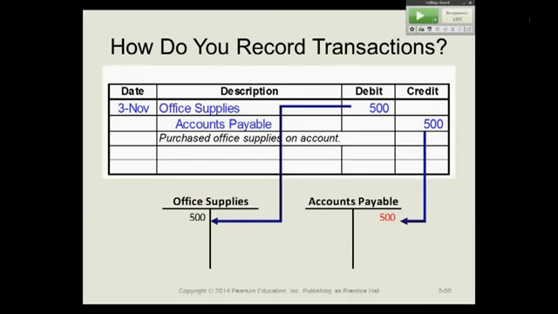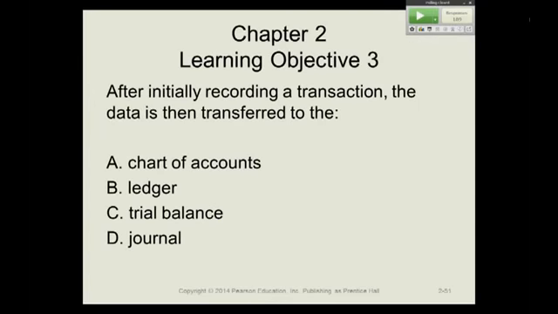All right. So are we ready for a couple of questions? So let's go to the next. All right, this one, after initially recording the transaction in the journal, it's transferred to the ledger. Okay, so the answer there is B. All right, now, here's the one I want you to work on.